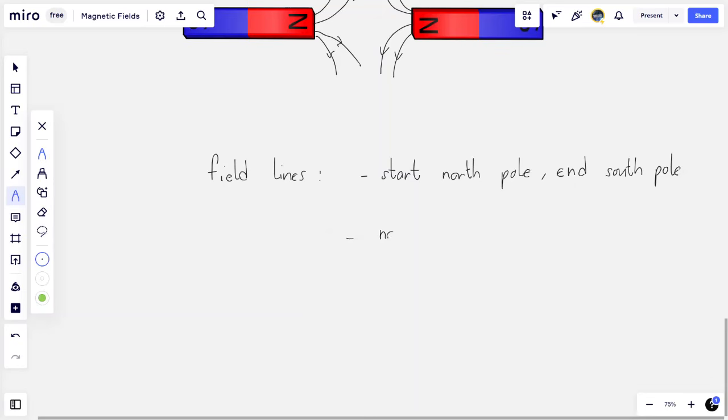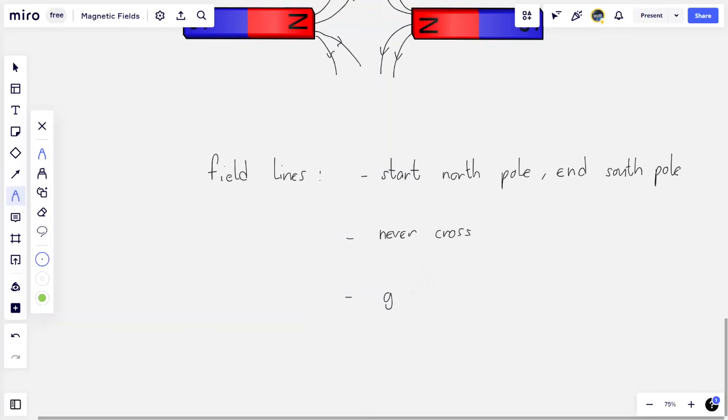We also know that field lines never cross. Why do field lines never cross? Because that would be ambiguous. We cannot have two forces at any point in space coming from the same object. There should be one force and only one force. And so if the field lines cross, that would be ambiguous. It's non-physical.